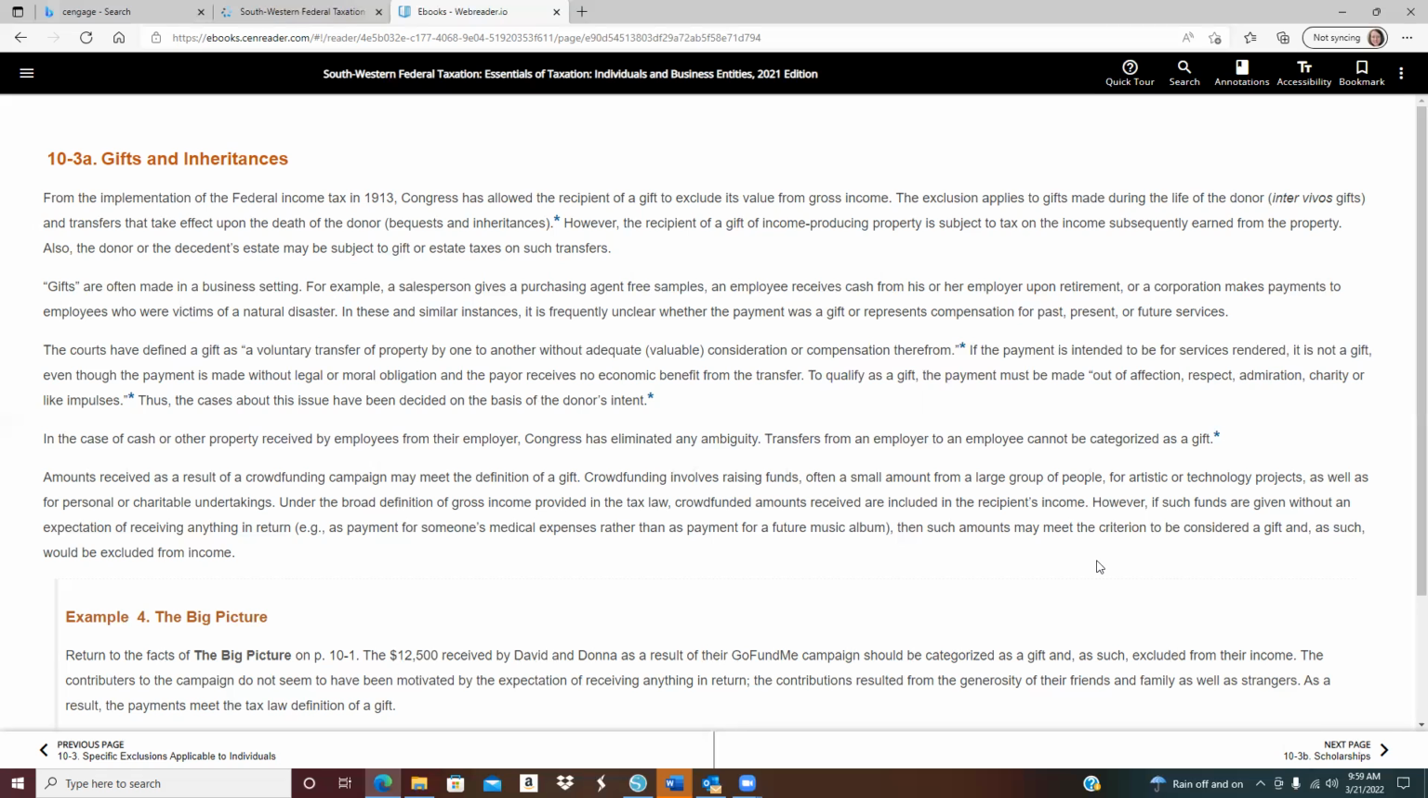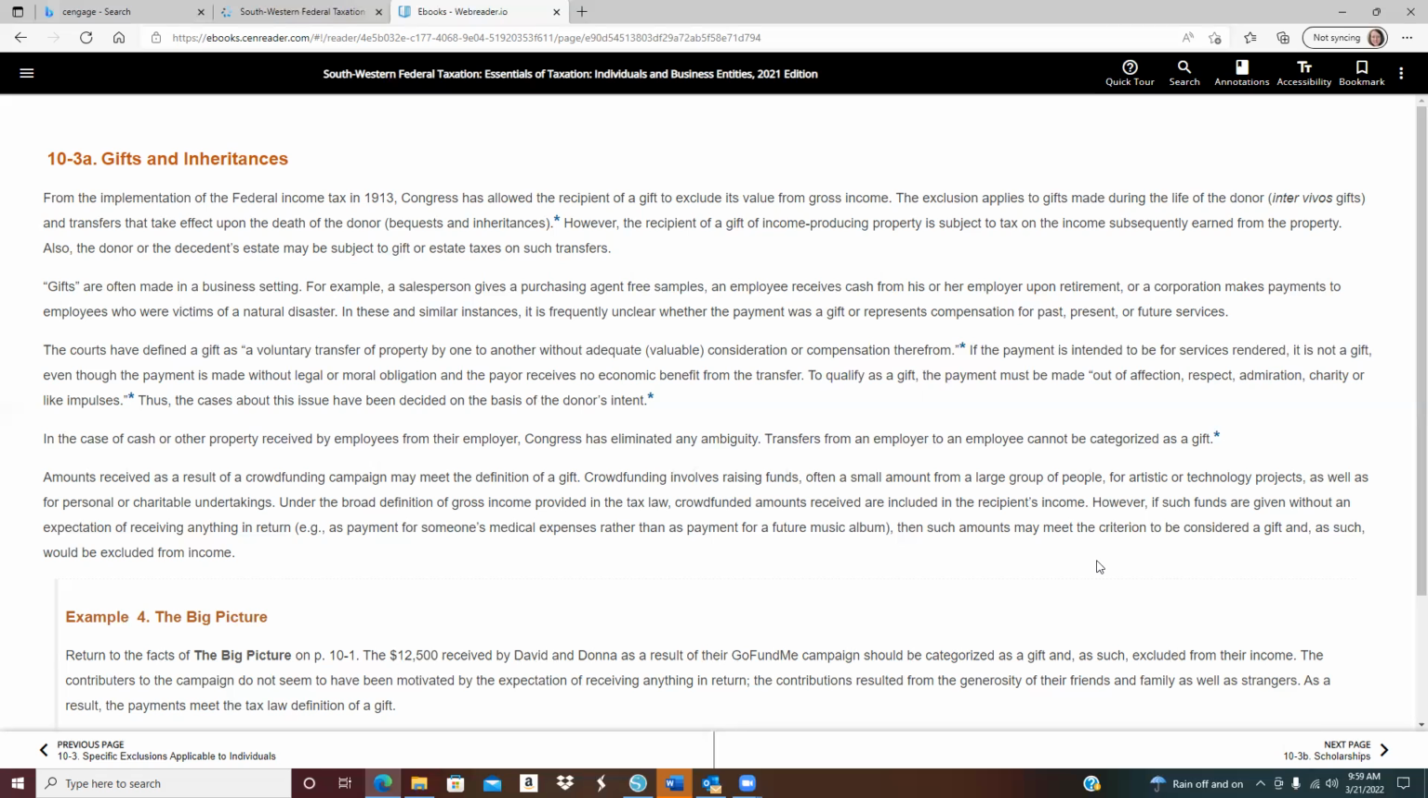So if the payment is intended to be made without legal or moral obligation, to qualify as a gift, the payment must be made out of affection, respect, charity, or the like. So the cases about the issue have been decided on the basis of the donor's intent. Amounts received as a result of a gift.